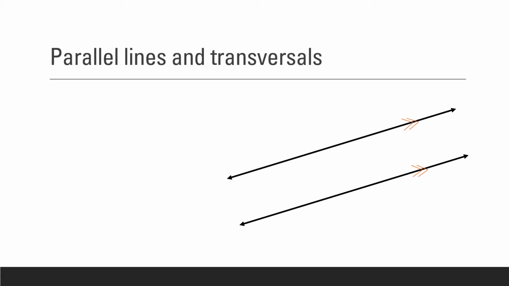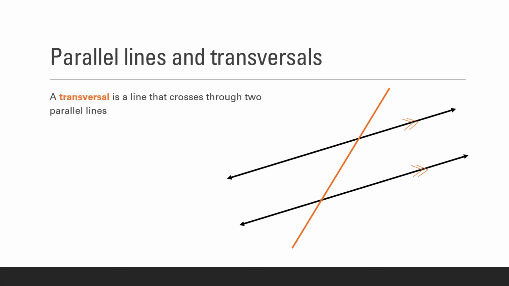Okay, time to get even more complicated. What if I said that there was a third line that went through those two parallel lines? Well, we would call that a transversal because it traverses those two parallel lines. And you can see that what gets created is actually four different angles around each parallel line.